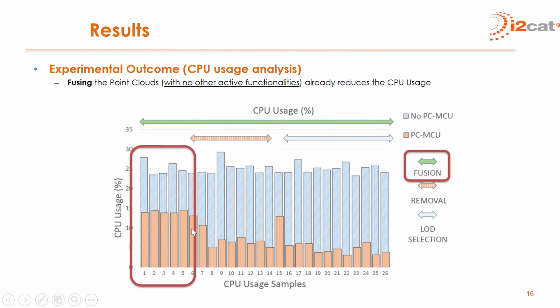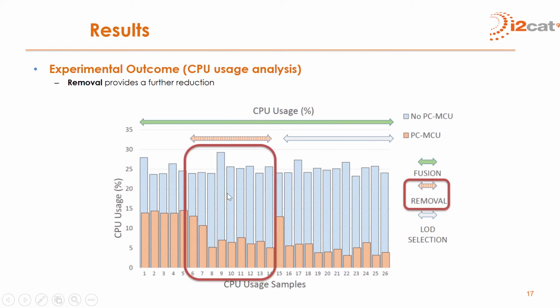And here, in this box, we have highlighted the contribution in terms of CPU usage reduction when only the fusion module is applied. So we can see that already, just fusing the two point clouds, we are saving around 40% of the CPU usage. This optimization is further improved when the removal of the non-visible area is applied.